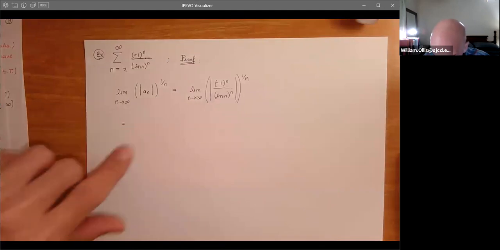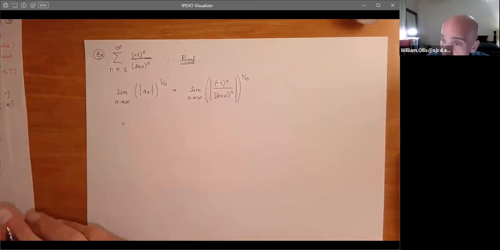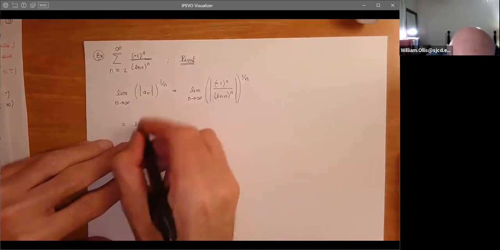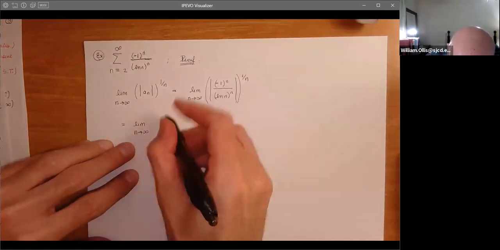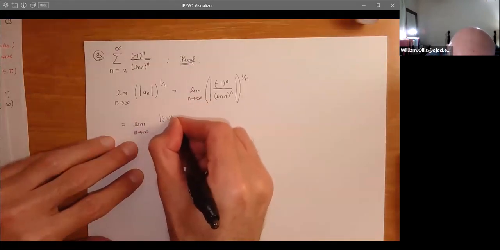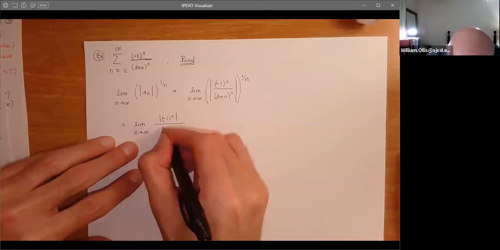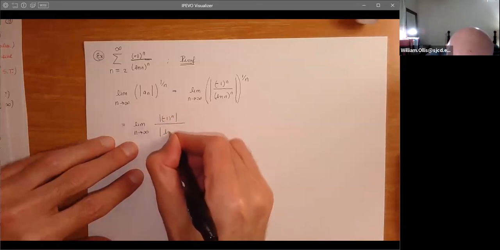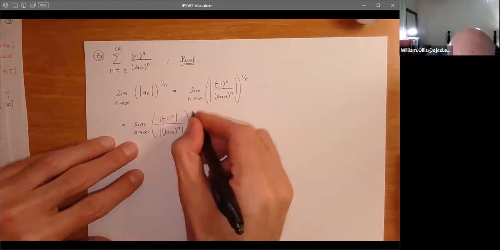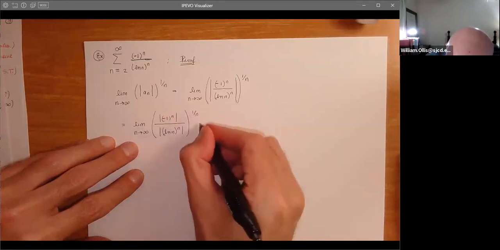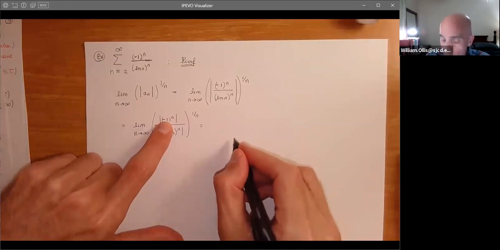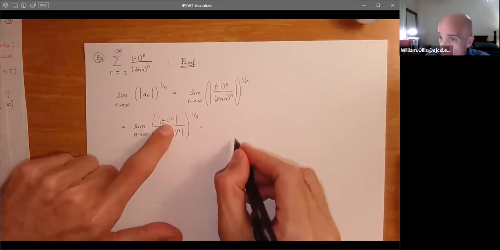Now, let's apply the properties of absolute value. The absolute value of a quotient is the quotient of absolute values. So we have the limit as n passes to infinity of the absolute value of negative 1 to the n, over the absolute value of the natural log of n raised to the n, all to the 1 over n power, the nth root. Now, of course, for each n, we just take the absolute value. If we fix an n, this just becomes 1.